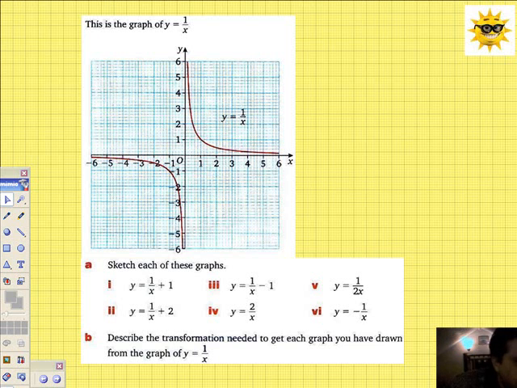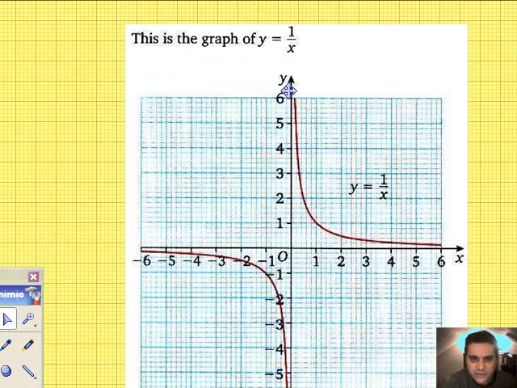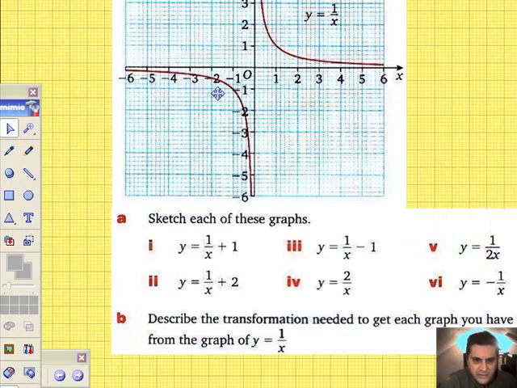Question 5, page 256, carrying on with transforming graphs. It's getting a bit more tricky because if you look at the graph of y equals 1 over x, there are two branches. There's this one in the first quadrant right there, and this one in the third quadrant like there, and that's the characteristic shape of the graph of y equals 1 over x.